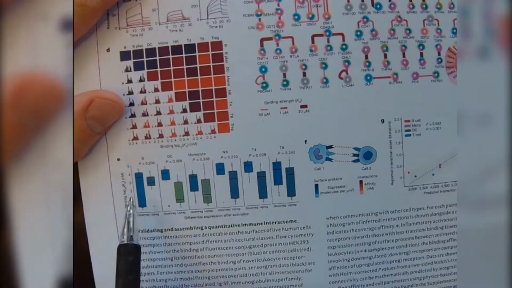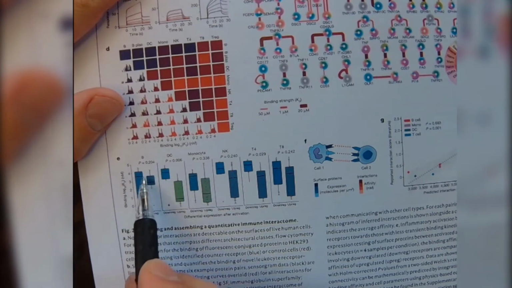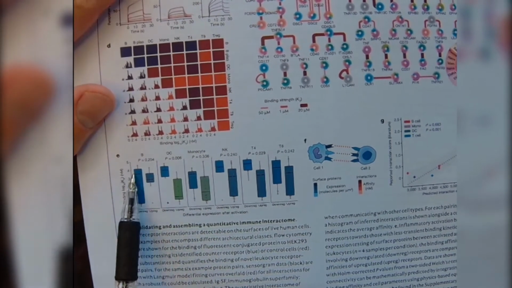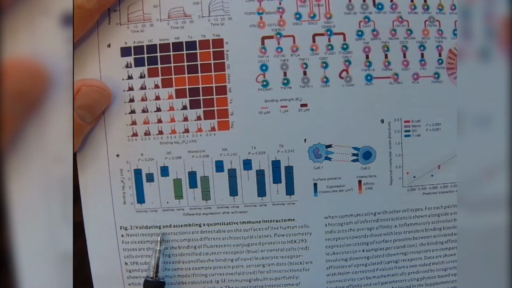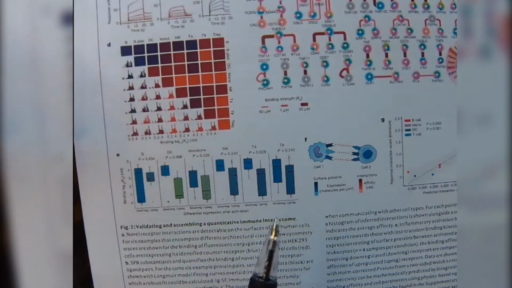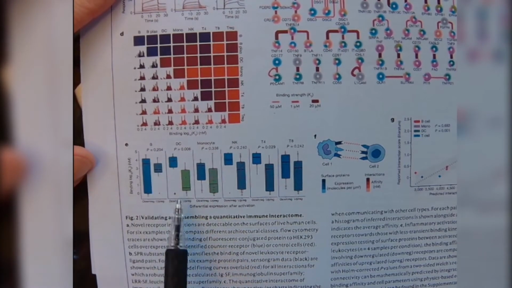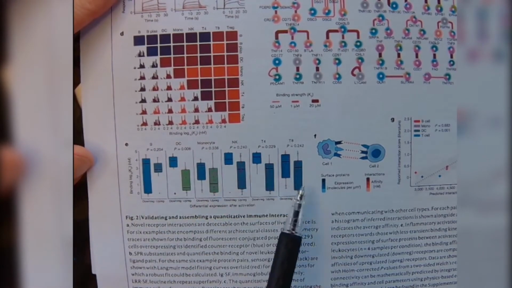In Figure 2, the higher the KD, the lower the binding strength. The lower the KD, the higher the binding strength. So the averages for the downregulated cells, KD values are higher, indicating a lower strength. The activated state for these cells have higher binding affinities, shown here by these lower values.